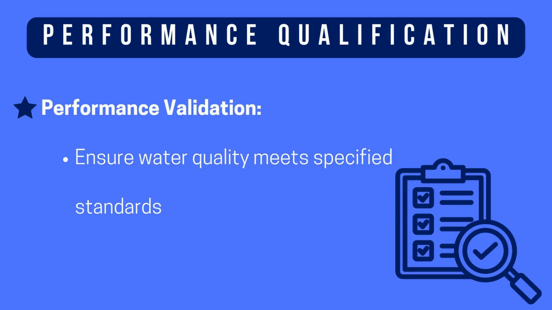Finally, we reach the performance qualification phase. This step follows the completion of equipment installation and operational qualification, serving as the final validation stage. Unlike earlier phases, performance qualification is an ongoing process. This continuous validation helps to promptly identify any deviations from standards and allows for corrective actions to be taken swiftly.